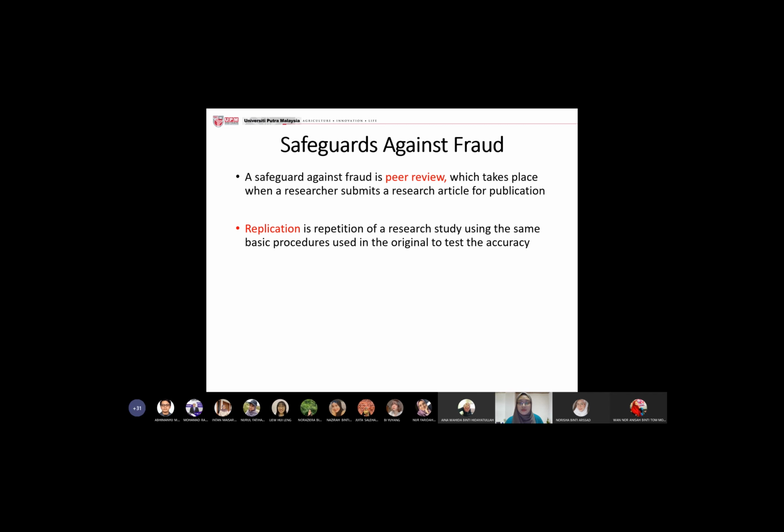So while you're writing up your proposal and also your dissertation later on, you have to consider what you are reporting. If there are any fraudulent activities in there, there is the peer review process in place. So it's something to deter basically misconduct.